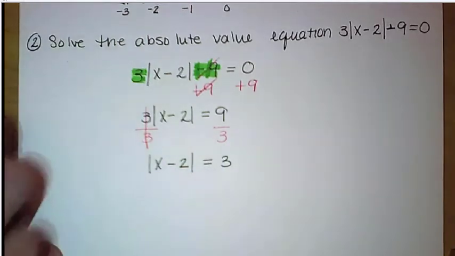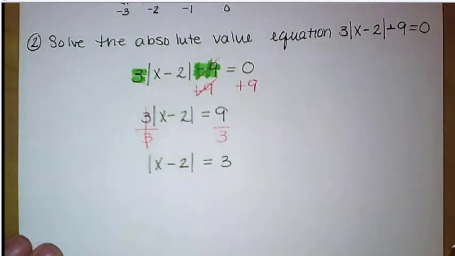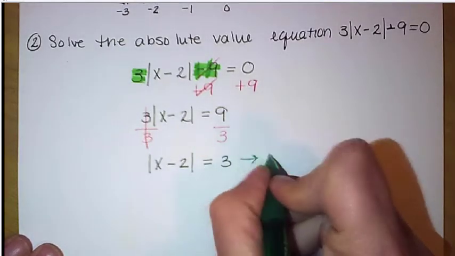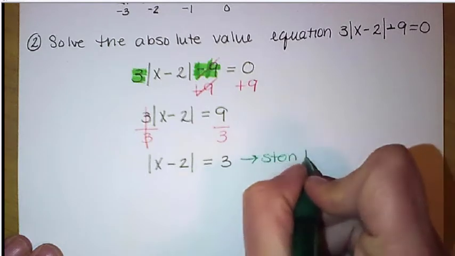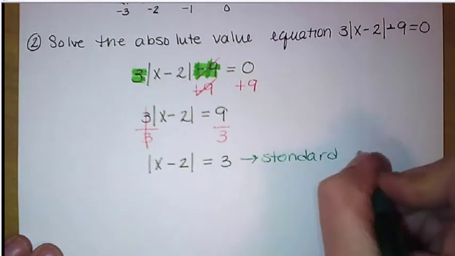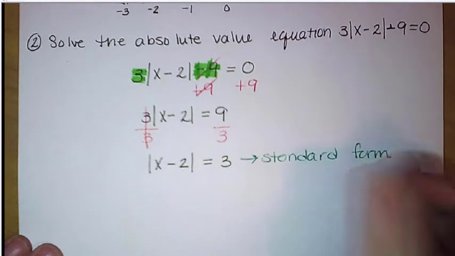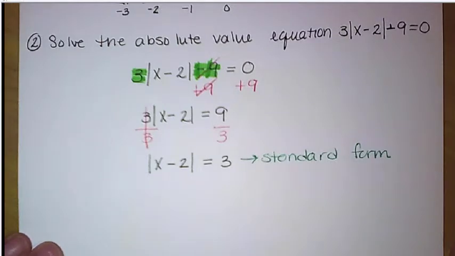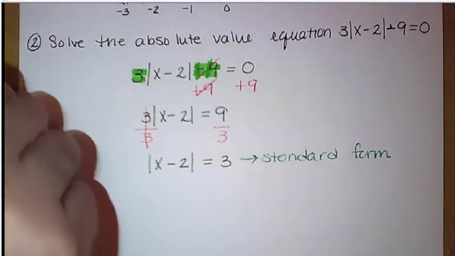And again, this particular statement, the way it's written, right here is your standard form. We've isolated the absolute value. It's got the absolute value all by itself on the left-hand side. You've got your constant over on the right-hand side. That's the standard form we're looking for. Again, making sure that we keep those absolute value lines as part of our standard form.